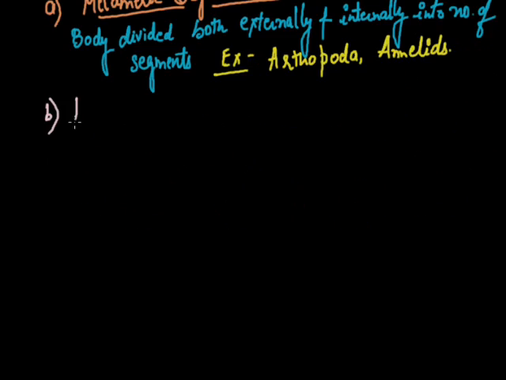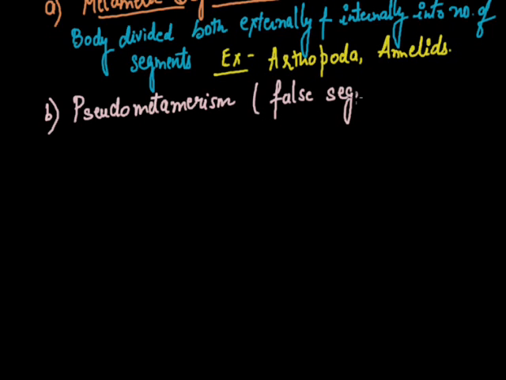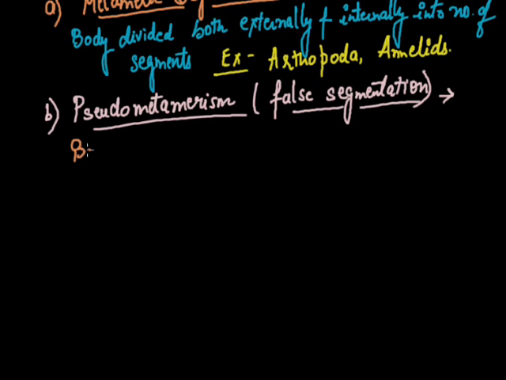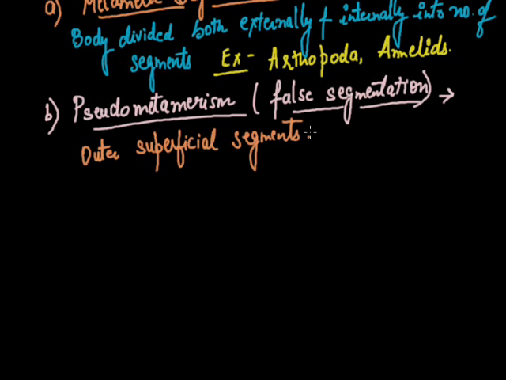The next is pseudometamerism. This is called false segmentation. The body has only outer superficial segments. The body is not internally divided into segments. The example of pseudometameric segmentation is tapeworm.